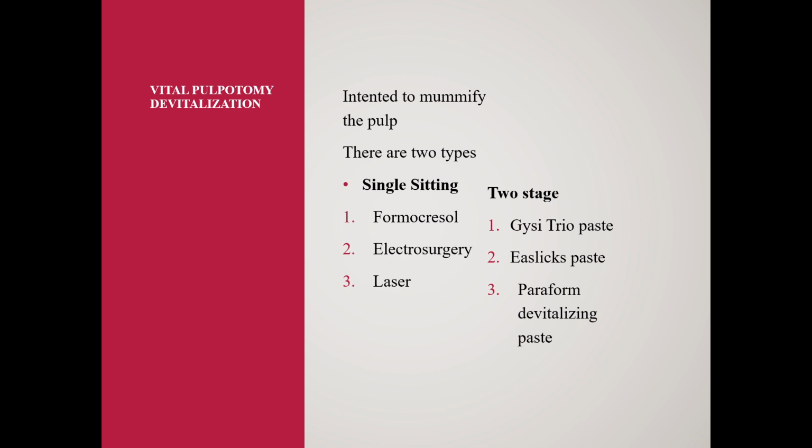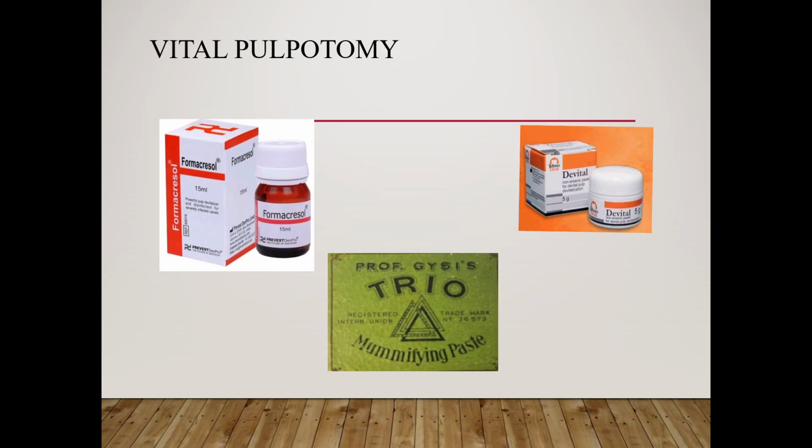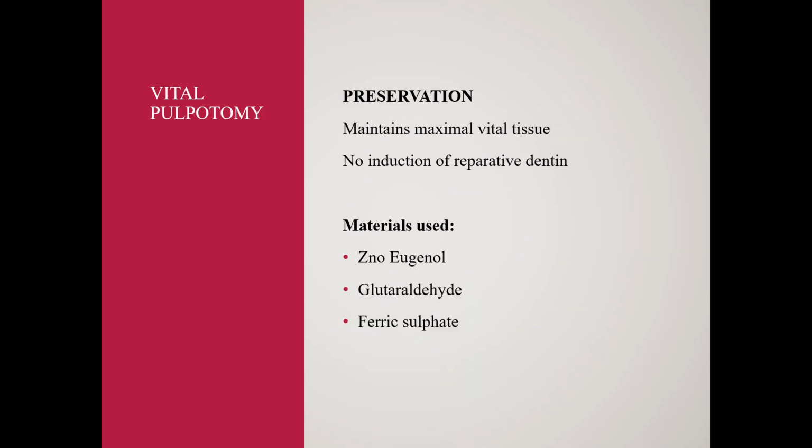Devitalization will tend to mummify the pulp. There are 2 types. One is a single sitting done in 1 appointment and there is a 2 stage, which means it is done in 2 appointments. In the single sitting, the materials used are formocresol, electrosurgery and laser, and in the 2 stage there is Guy's trio paste, Essex paste or paraform devitalizing paste. You can see the materials on the screen, that's formocresol, Guy's trio paste, devitalizing paste.